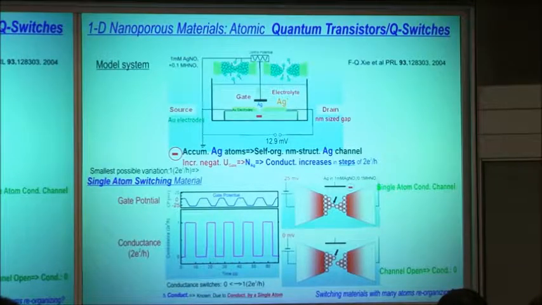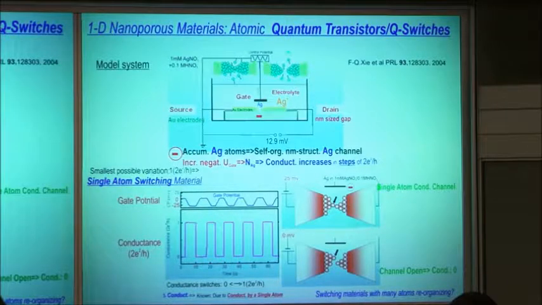The way we have done it is a very simple way. We have two electrodes which form a nanometer-sized gap in between, and then a gate, and the entire thing is sitting in an electrolyte. And then we apply a voltage between the gate and the electrodes, and by applying a voltage, we deposit atoms from the electrolyte into the gap.